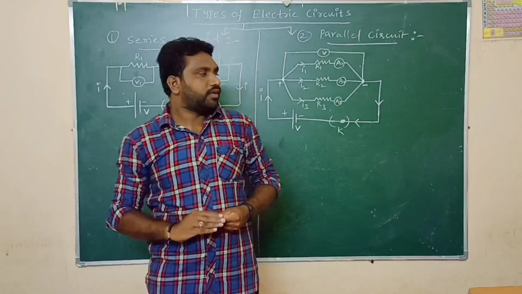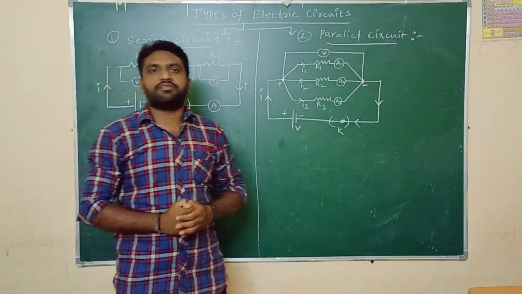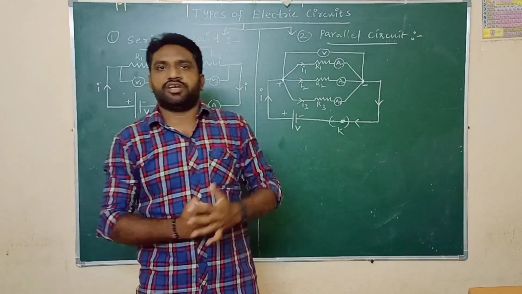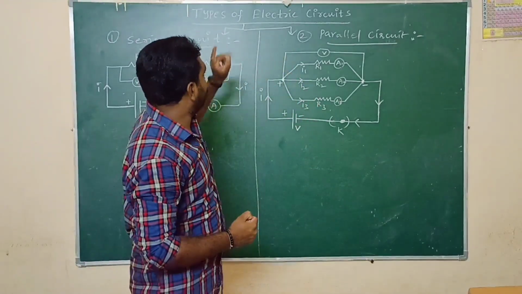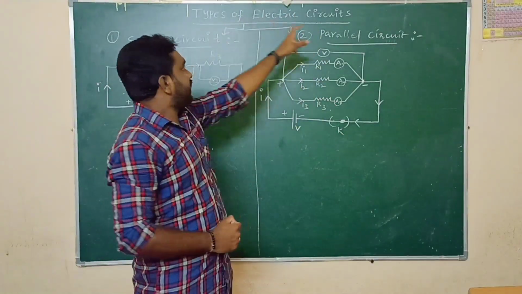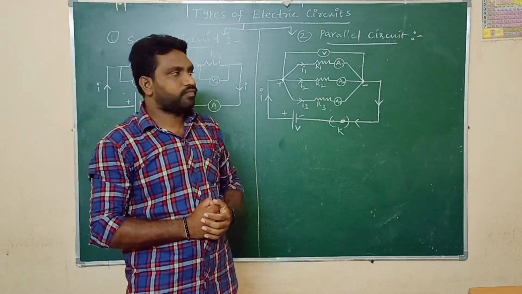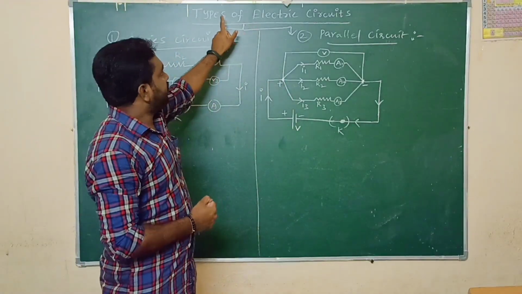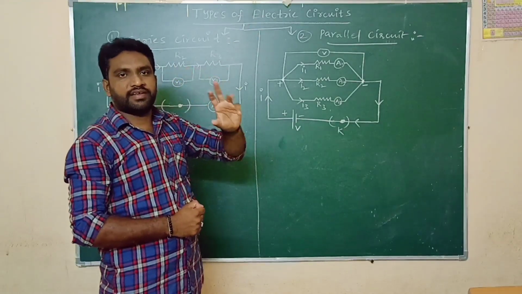Hi everyone. In my previous video, we learned about the order of conductivity of metals and electric shock. So, in this video, I am going to explain about types of electric circuits. This is the most important topic, so try to learn everything. Basically, electric circuits are divided into two types.